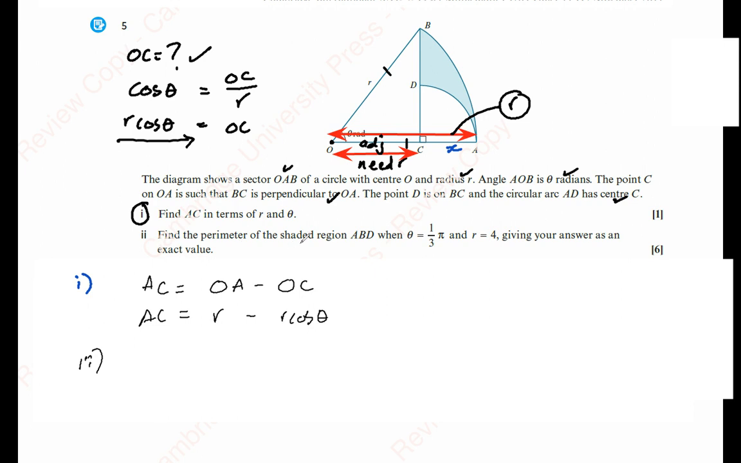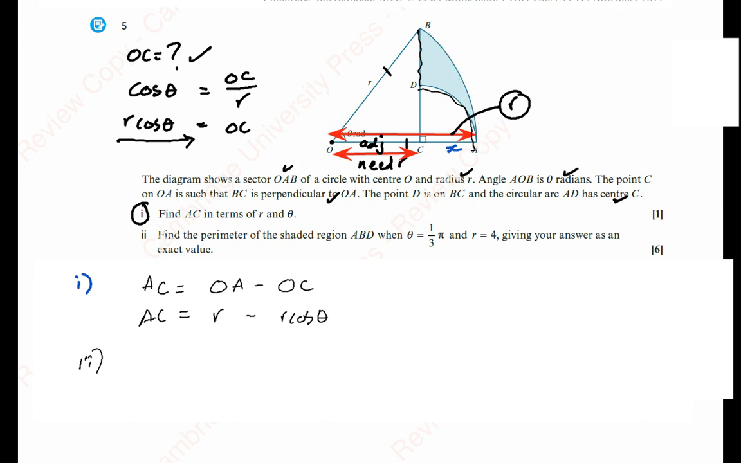Find the perimeter of the shaded region ABD. Now we want to find the perimeter, so we've got to add that up, and add that up. When they give you two questions like this, they normally want you to use the previous question to get the next question somewhere along the line.